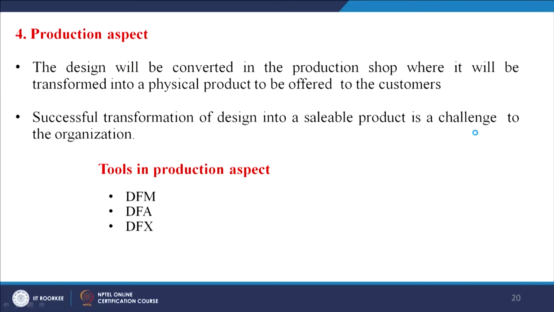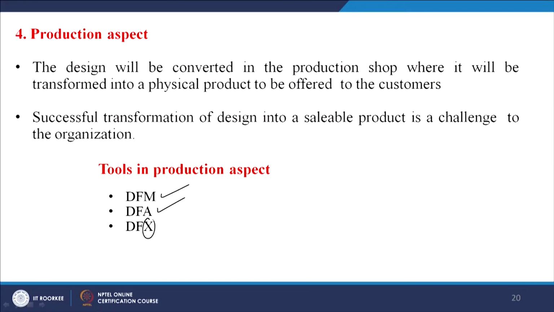Once our complete package is ready, then we will go to the production stage, in which our ideas, our design will be converted into the tangible product, as the first sentence clarifies. The design will be converted in the production shop, where it will be transformed into a physical product to be offered to the customers. Successful transformation of design into a saleable product is a challenge to the organization. So this is an important step in the product launch process, because once you are able to produce the product economically, you will definitely be able to make a lot of profit in the market.